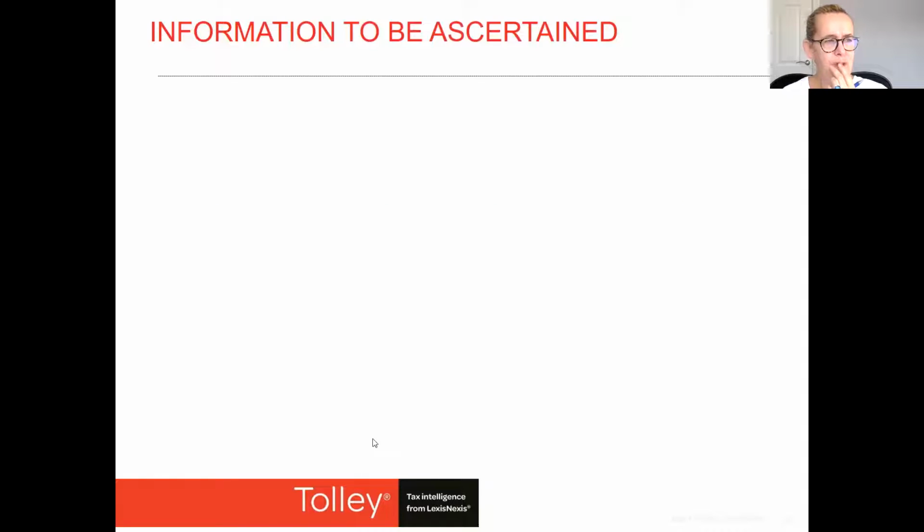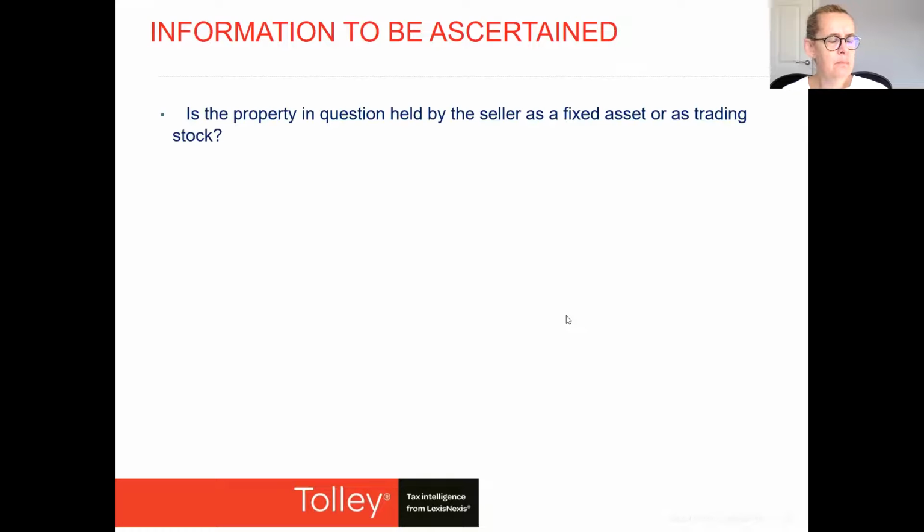So if you are acting for someone who is buying a property, what would you need? What information would you want to ascertain? Well, is the property in question held by the seller as a fixed asset or as trading stock? If you're buying off a developer, you are the first purchaser of that property, and therefore the previous owner would not have had an entitlement to claim capital allowances. So you would be able to claim on an apportionment basis.